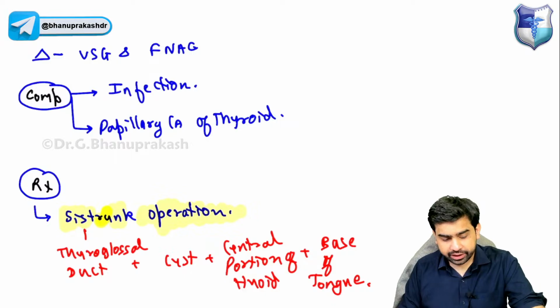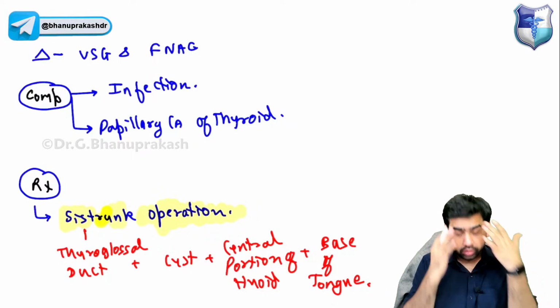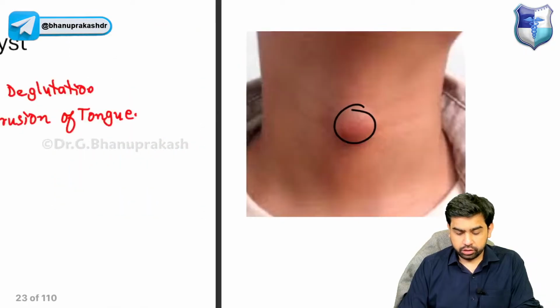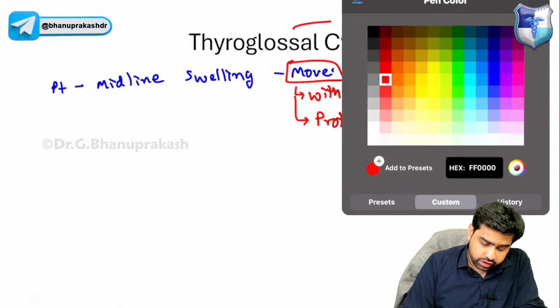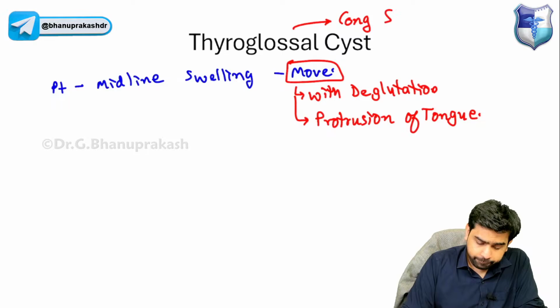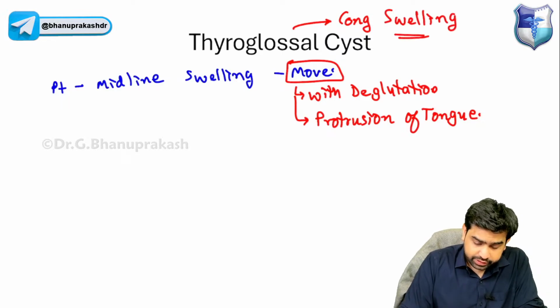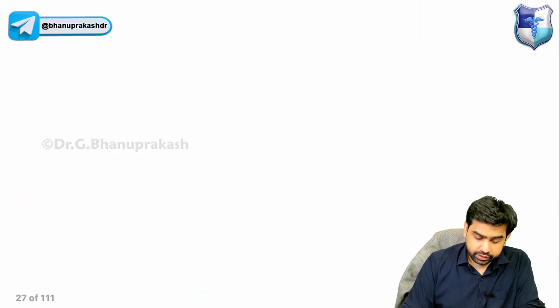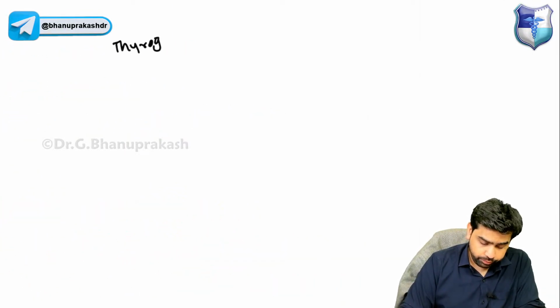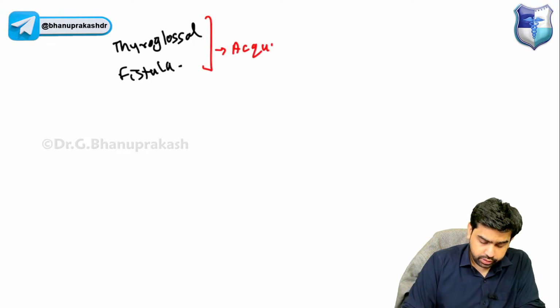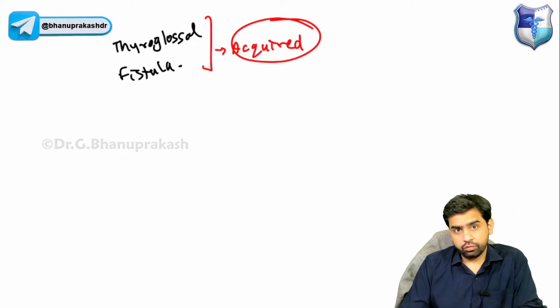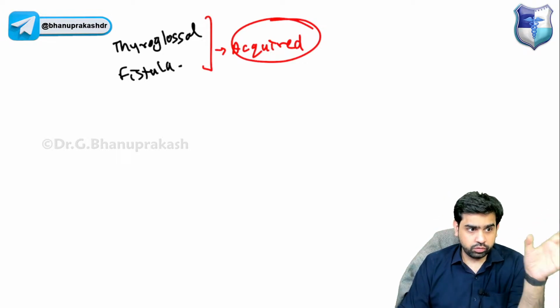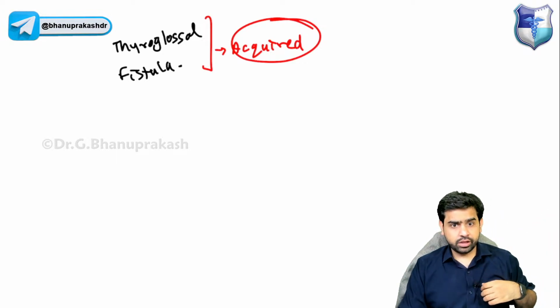Now, what you need to understand is that the thyroglossal cyst is a congenital swelling. But the thyroglossal fistula is always an acquired thing. What you need to understand is that the thyroglossal fistula is always acquired. The thyroglossal cyst, yes, definitely that is what is referred to as congenital.